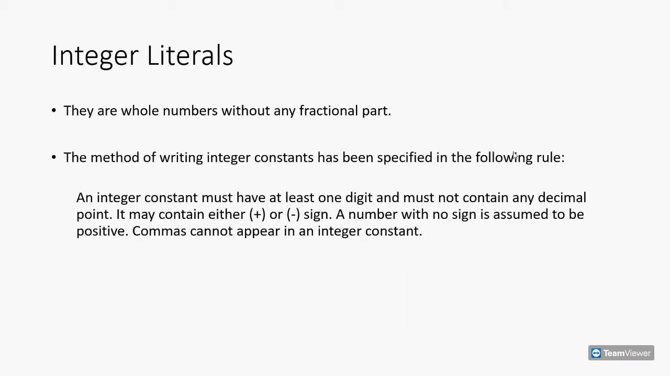So what are integer literals? These are the whole numbers without any fractional part. There is a method of writing integer constants that has been specified in the following rule, and the rule is that an integer constant must have at least one digit and must not contain any decimal point. It may contain either a positive or negative sign. A number with no sign is assumed to be positive. Commas cannot appear in an integer constant.